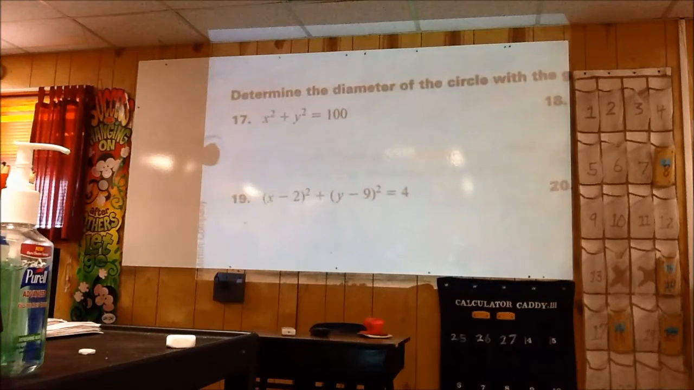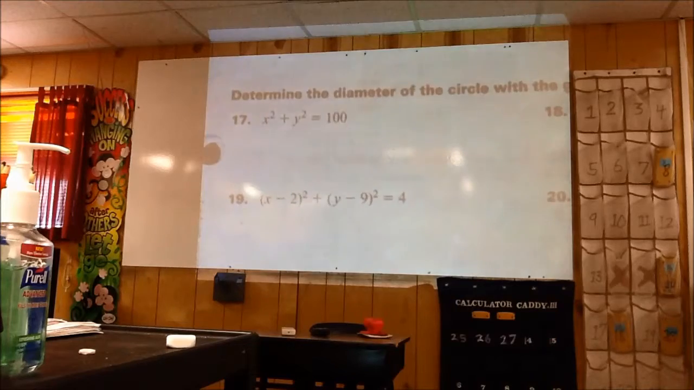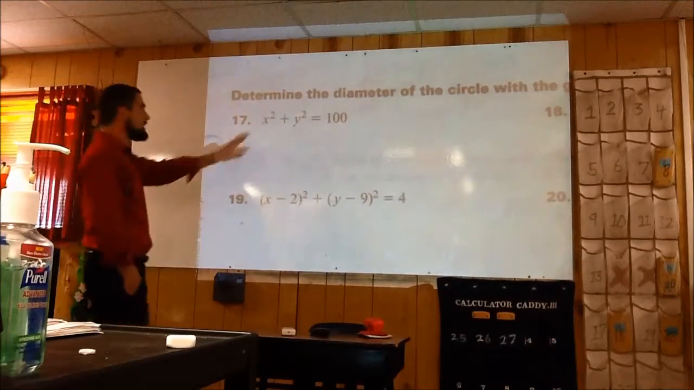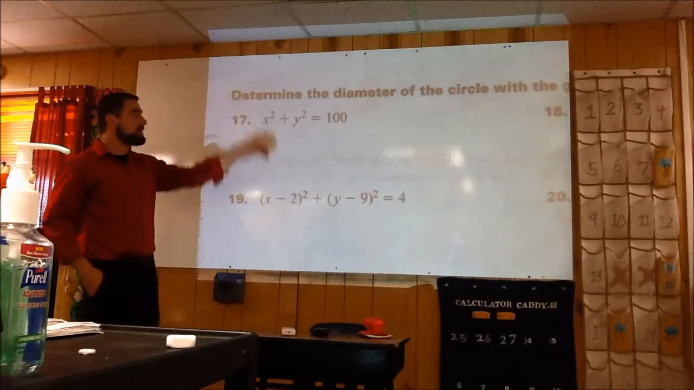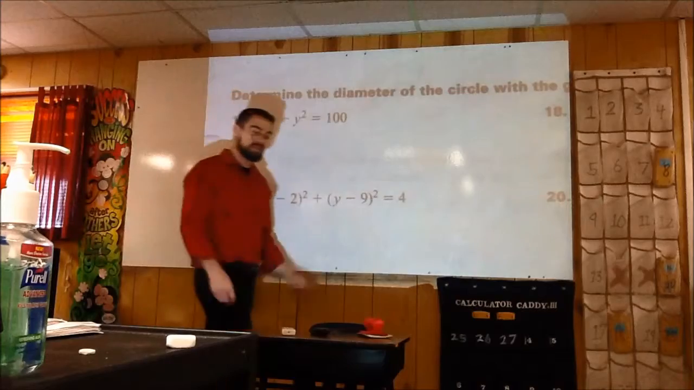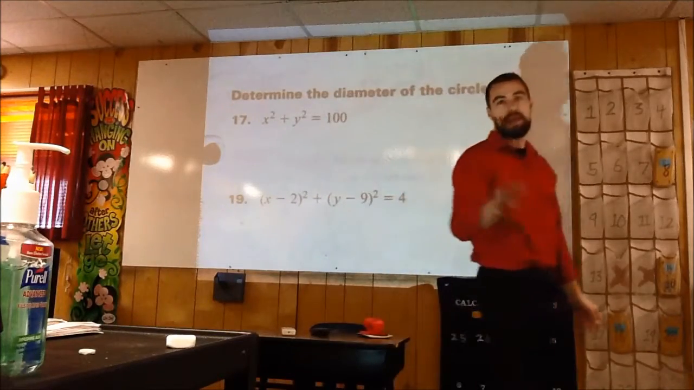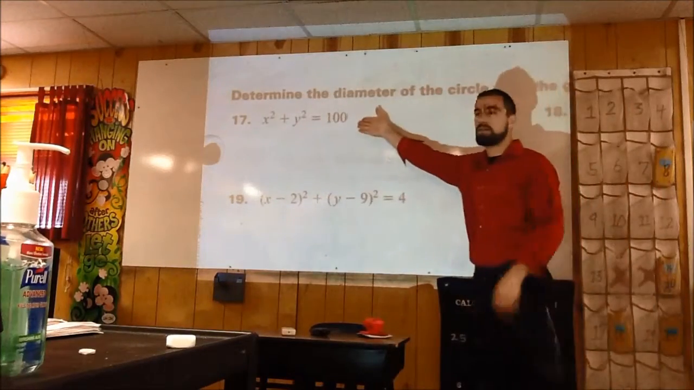Go ahead and jump over to page 203. And go ahead and look at number 17. Number 17 reads, x squared plus y squared equals 100. The instructions say to determine the diameter. What is the length of the diameter? Can someone quickly, right now, tell me the diameter of this circle? 200.